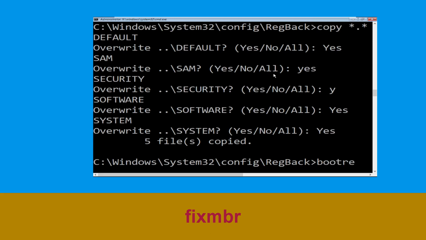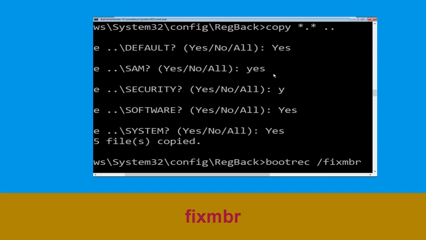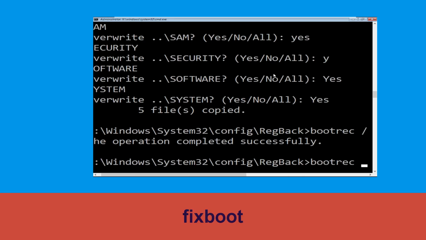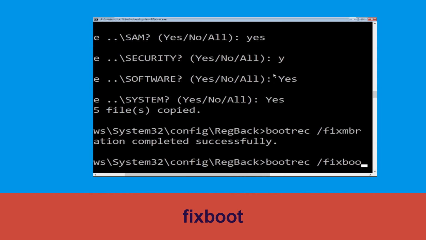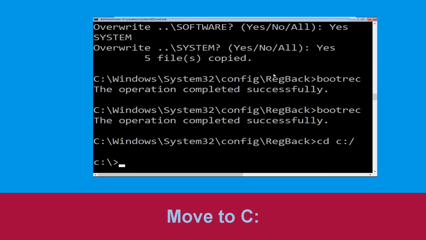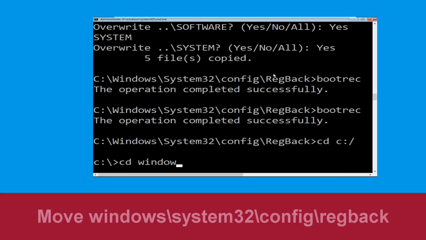Now execute this command. Type bootrec space /fixmbr and simply hit enter. Type bootrec space /fixboot and hit enter. Now type cd space c:/ and simply hit enter. Now type cd space Windows /system32 /config /regback and hit enter to execute.